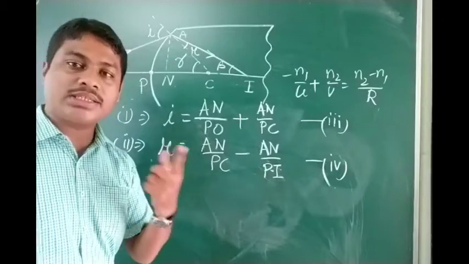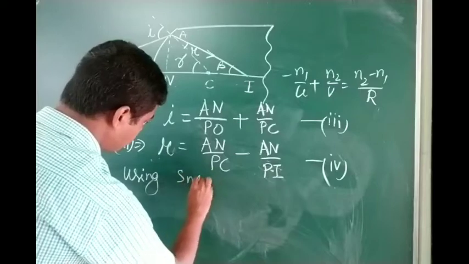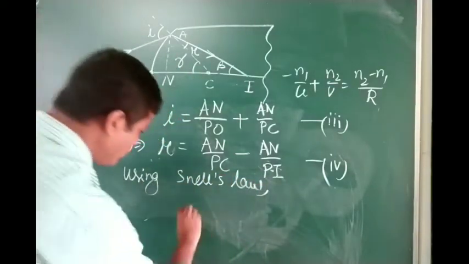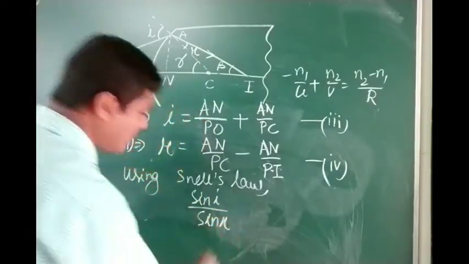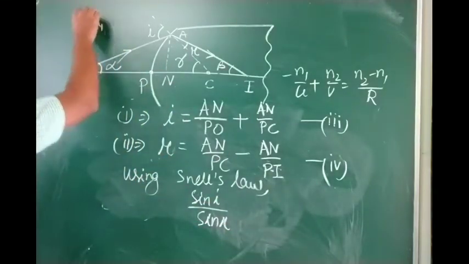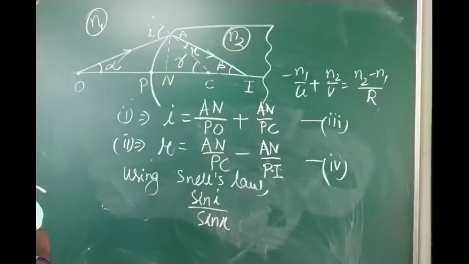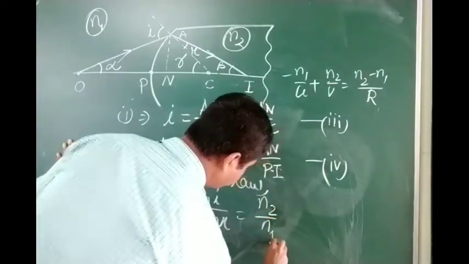Now I will be using Snell's law. So using Snell's law, sin I by sin R, sine of angle of incidence by sine of angle of refraction. This is your N1 medium and this is your N2 medium. The outside medium I have taken as N1, the inside medium I have taken as N2. So this will be equal to N2 by N1.